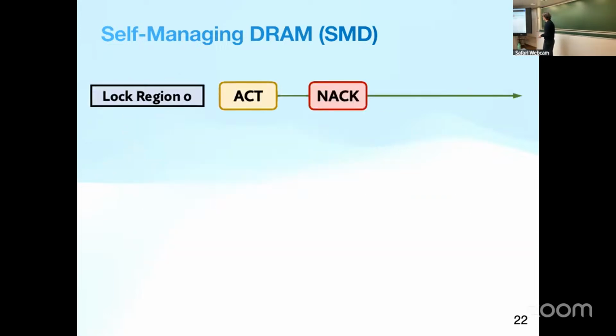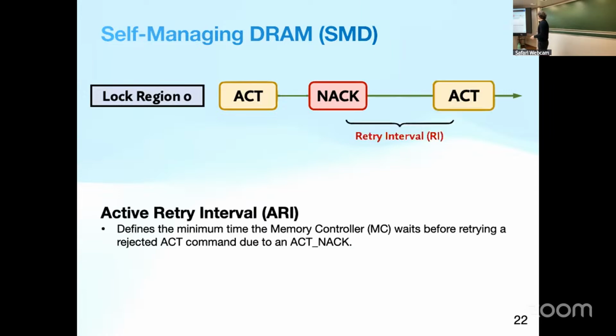Now, in a more specific example, say we have a lock region 0, and we want to access something within that lock region. We then send this activation command from the memory controller, and the SMD chip returns a negative acknowledgement signal. Now the memory controller knows the access did not work and it has to retry. After the specified retry interval, it then gets to retry.